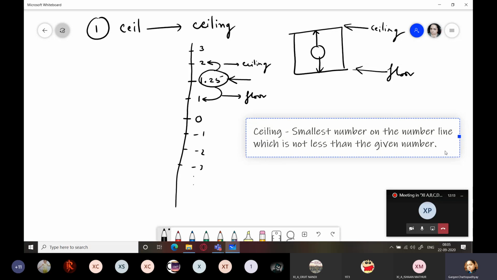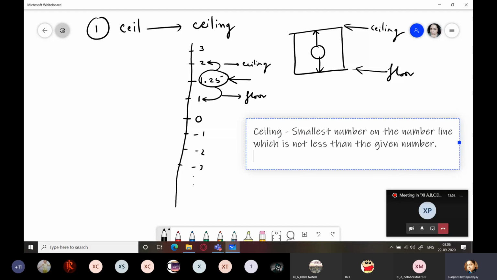So you can see that this ceiling, this 2 is the smallest number on the number line. That is, above this also we have some numbers which are greater than 2, but it is not less than 1.25. That is, it can be either equal to this or greater than this. So this 2, the ceiling of any number is greater than that given number, but it is the smallest number on the number line. Understood? So we will say it in this way, smallest number on the number line which is not less than the given number. Similarly, you have a floor value.